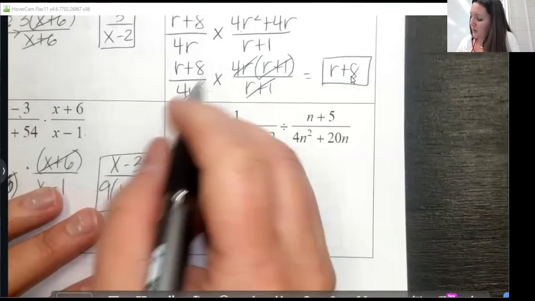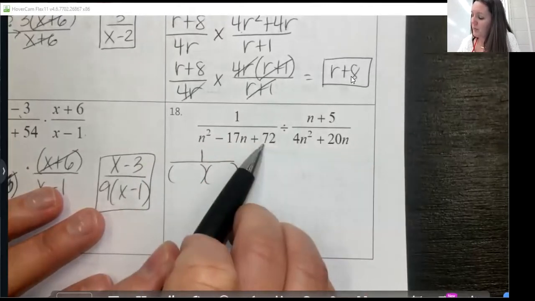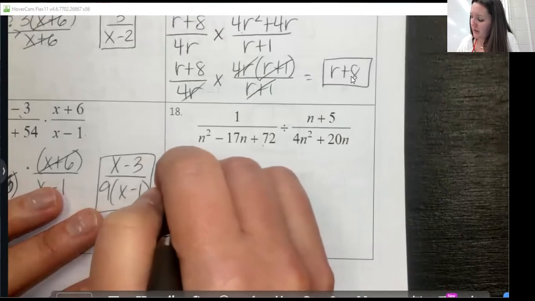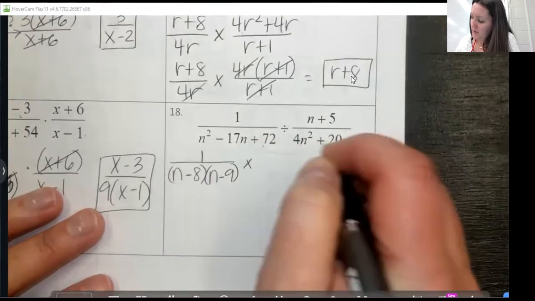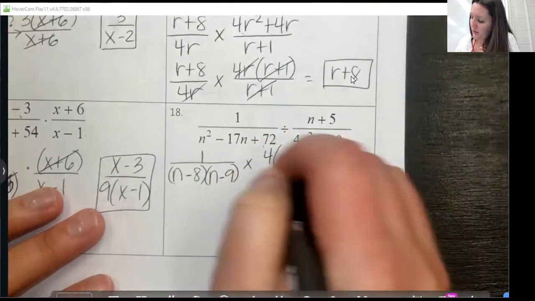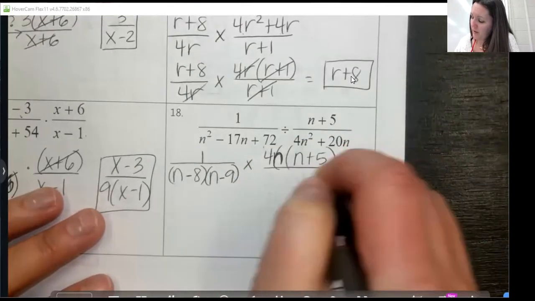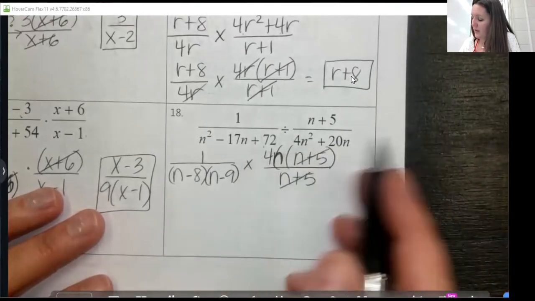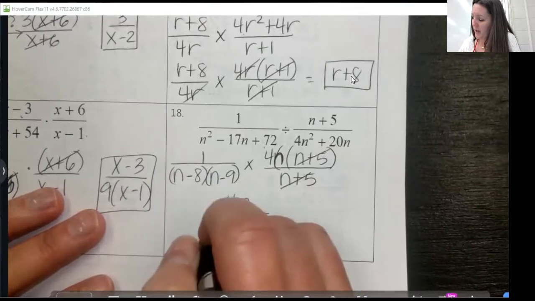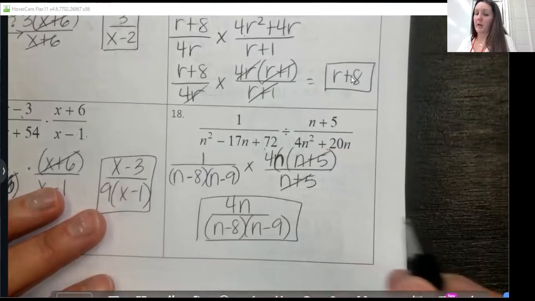All right, flip and multiply. I am going to go ahead and factor what multiplies to get 72 and adds to get 17: negative 8, negative 9, times, I'm going to pull out a 4, so we have an n plus 5 divided by n plus 5. That's nice. So these cancel. Oh, that stinks. Nothing cancels over here. So we have 4n divided by n minus 8, n minus 9. Just leave it like that. You don't have to multiply it back out. It's totally fine. Right, next page.